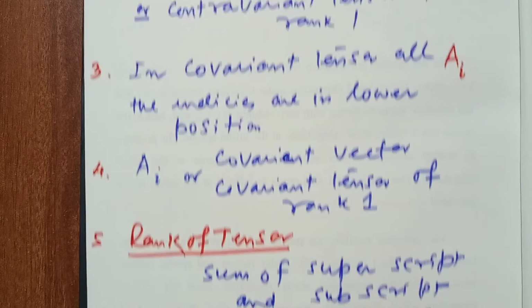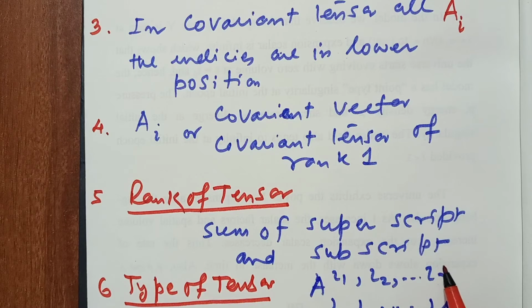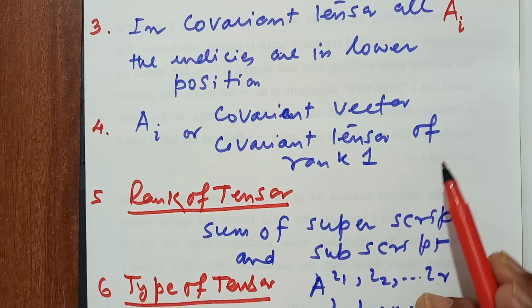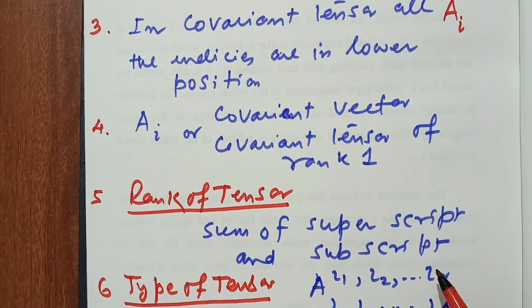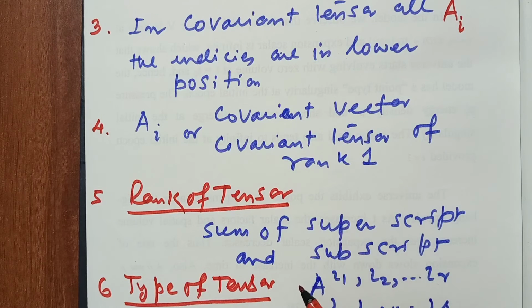Rank means the sum of superscripts and subscripts, meaning how many indices are in the upper position and lower position. We add both numbers: if there are only 2 in the upper position and 3 in the lower, the rank is 2 plus 3, which is 5. Okay, so this is the definition: the sum of superscripts and subscripts. This is rank.